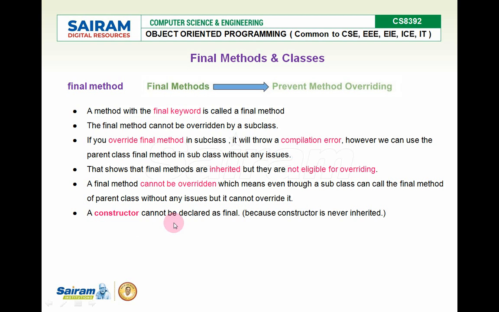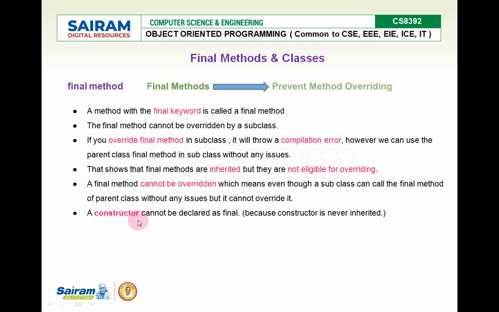A constructor cannot be declared as final. Why? A constructor is never inherited, right? So it is never inherited means it never changes in the subclass. If it is changing in a subclass only, we put it as final. So there is no possibility of changing the definition of a constructor in a subclass. The base class constructor won't be changed in the derived class, so there is no meaning of having final, right?